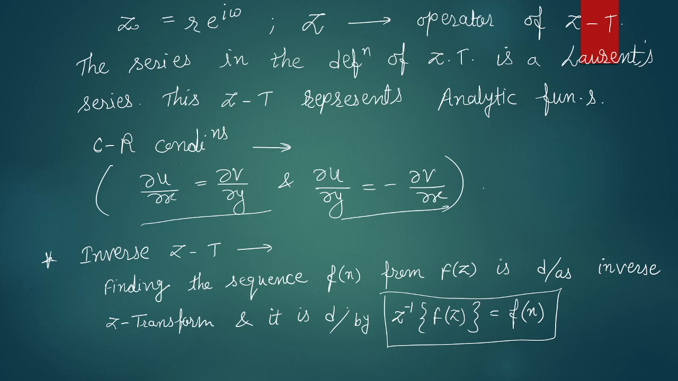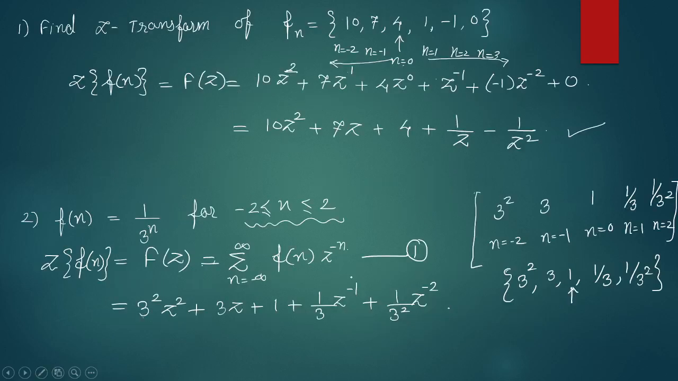Now the inverse Z transform. The inverse Z transform is given by Z inverse of capital F of z equal to f of n. Now we find the Z transform of f of n. Here we consider one sequence whose zeroth position is at the third place, that means n equal to 0 at 4.